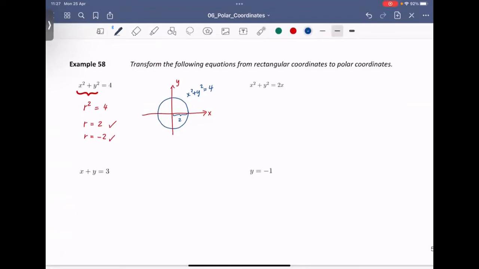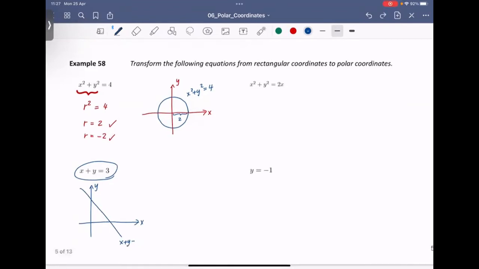Next, let's look at the line x plus y equal to 3. This looks very simple in rectangular coordinates because it's just a line. Let me check: x equal to 0, y equal to 3. Okay, I'm good. So x plus y equal to 3. Let's see the equation in polar coordinates.